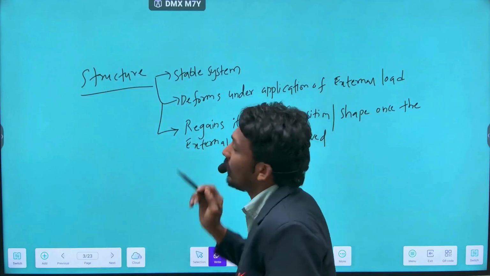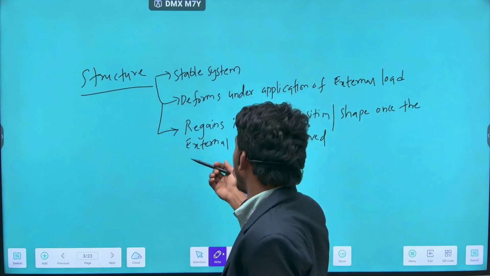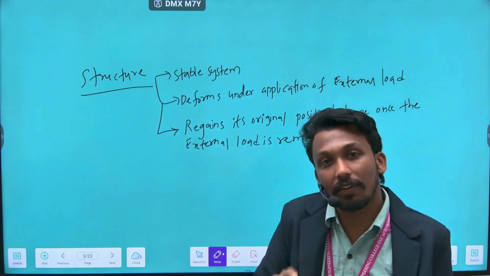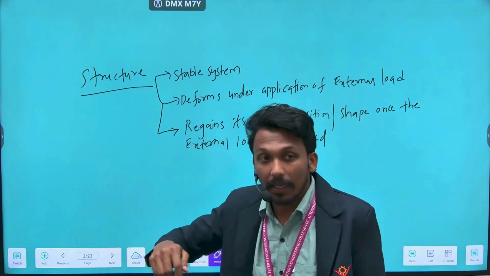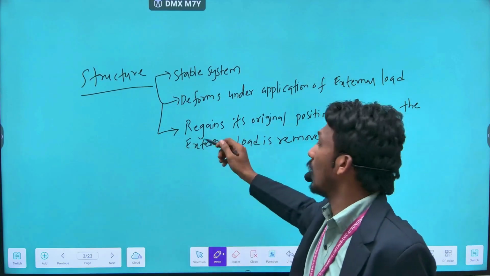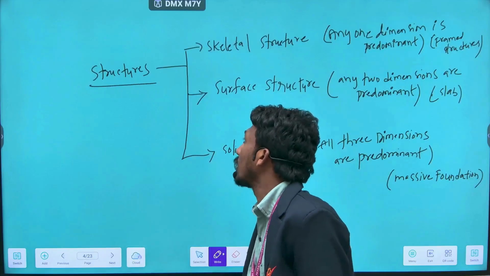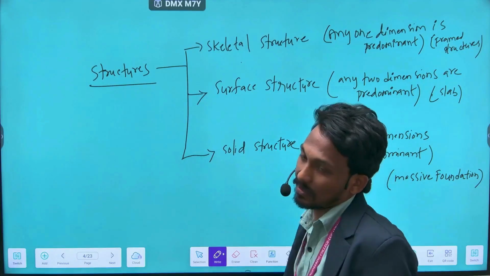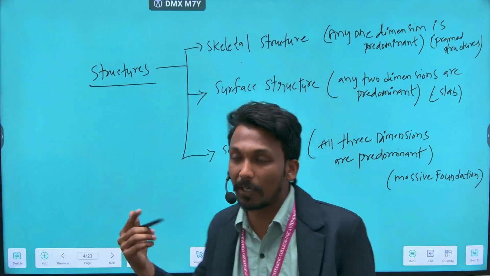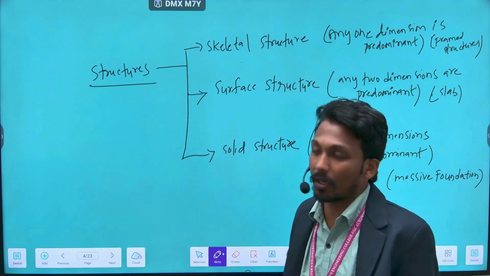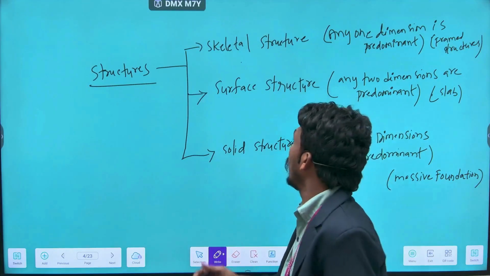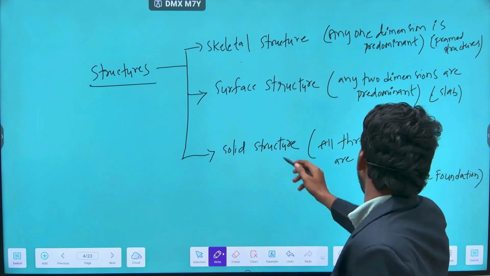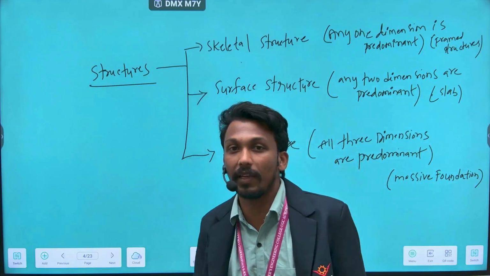Next, we discussed what a structure is, then what the different types of structures are. Basically, a structure is a stable system which undergoes deformation when it is loaded and again regains its original shape or position once the load is removed. Structures are classified into three types: skeletal structure, surface structure, and solid structure. In a skeletal structure, one dimension is predominant; in a surface structure, two dimensions are predominant; and in a solid structure, three dimensions are predominant. Examples we have taken are a beam or a column for skeletal, a slab for surface, and a massive foundation for solid.